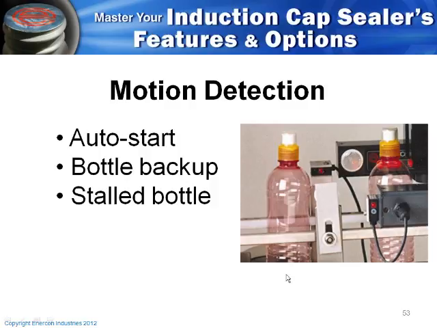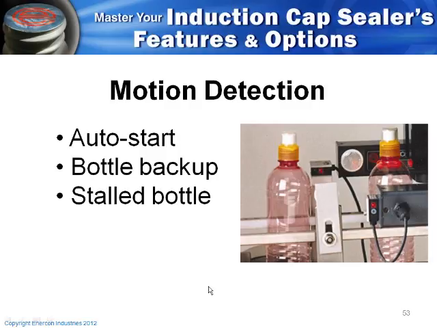So I want to first talk to you a little bit about motion detection. Obviously, on any packaging line, motion is important. We've got 3 features we'll discuss. The first is auto start. Auto start is a feature which will be placed upstream from the sealer. A sensor detects when the first bottle passes through the line, and the sealing head of the system is then energized, thus ensuring you have sealed bottles as they're going through your sealer.